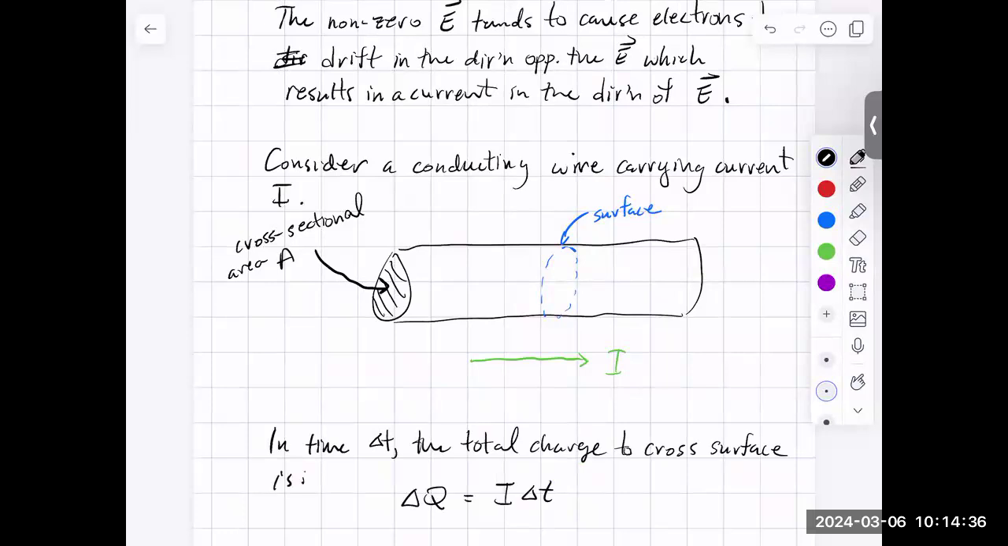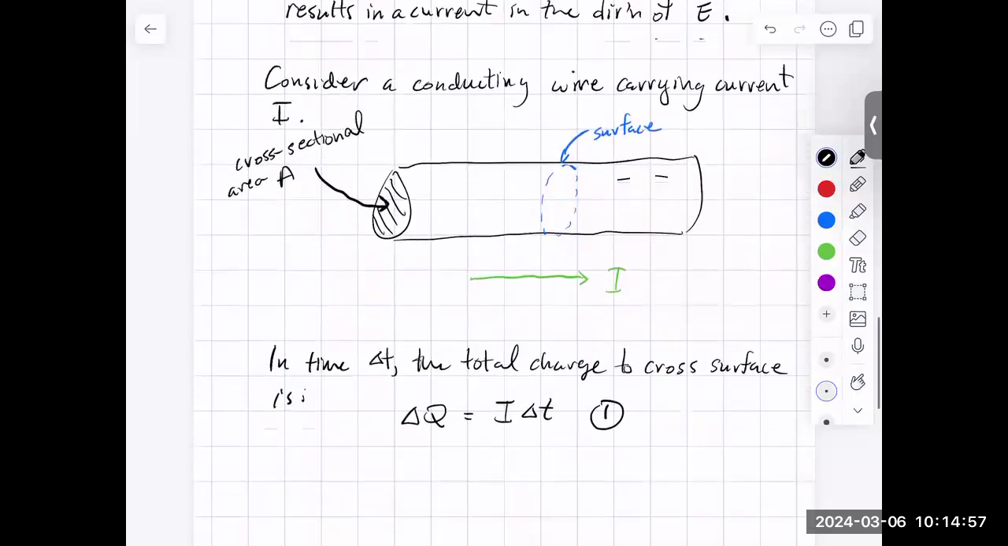And I'm going to call this equation 1. All right, and so what we're going to do is try to come up with two expressions for delta Q. We've got one of them, and we'll come up with a second one, and we'll end up saying that these two expressions have to be equal to each other, and that's how we're going to come up with this new expression for the current.